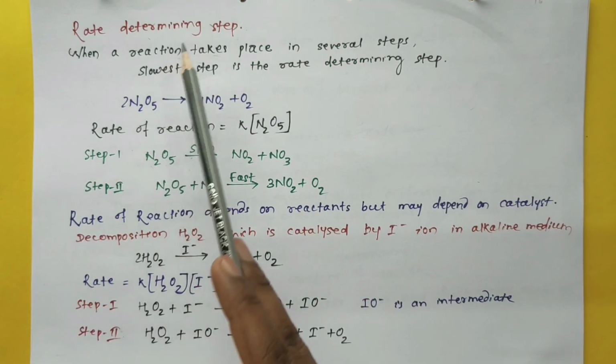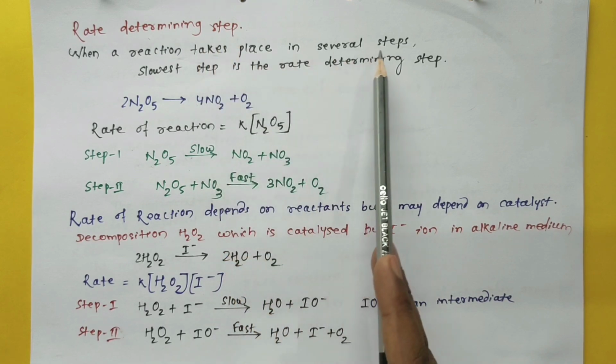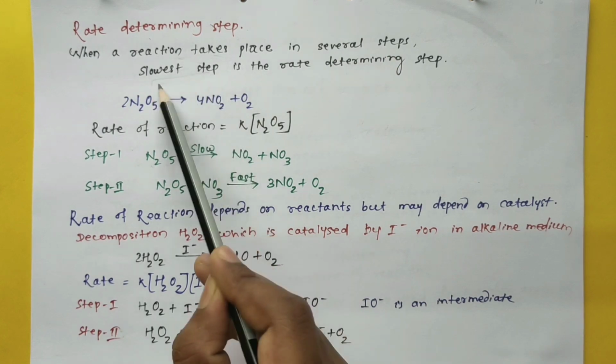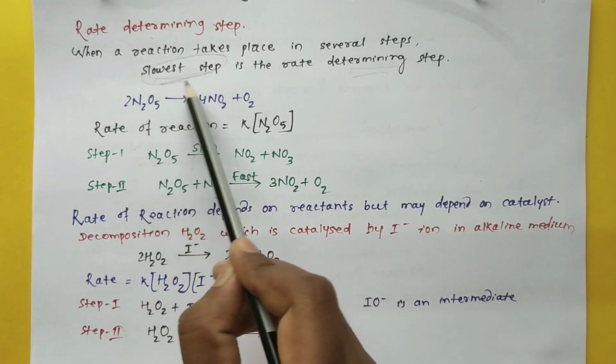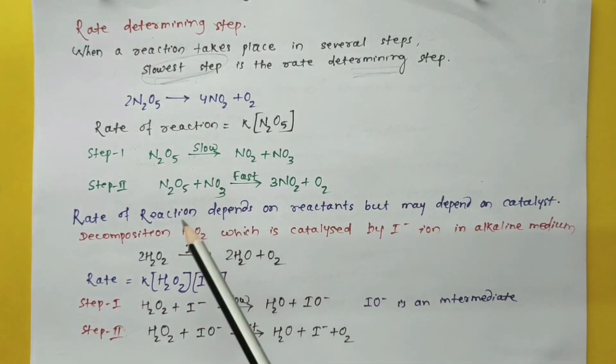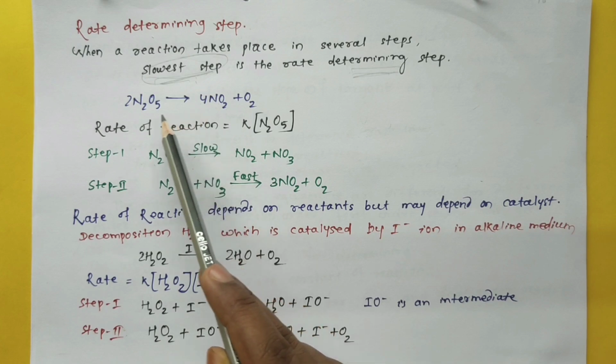Let's discuss rate determining step. What is rate determining step? When the reaction is carried out in several steps, the slowest step is the rate determining step. Remember this, the slowest step is the rate determining step. Clear? So let's take an example.